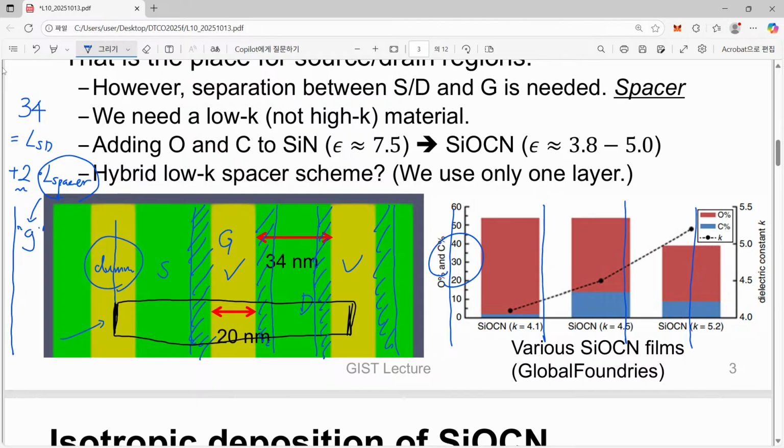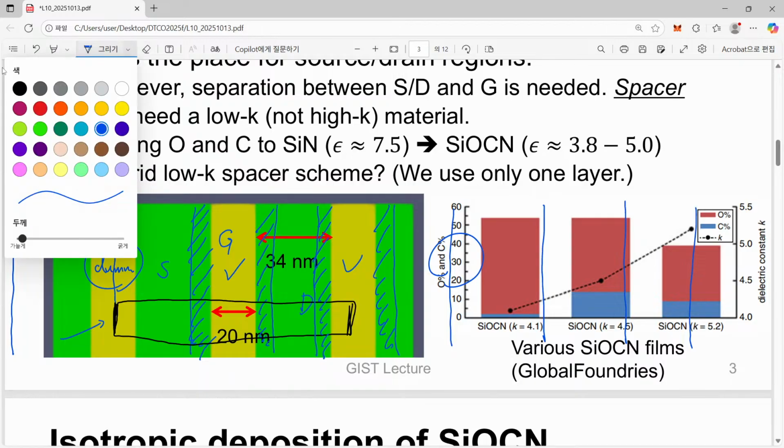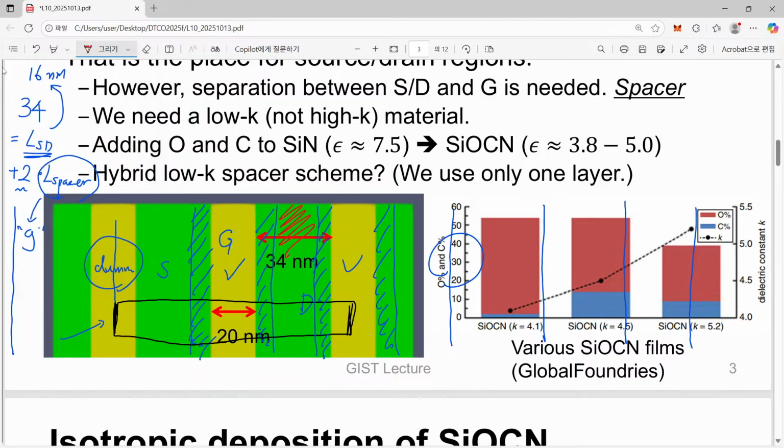Then please try to calculate this LSD length. LSD length just becomes 16 nanometer in this case. It is not that difficult to get this number. So simply speaking, now we have only a 16 nanometer long structure, and we must introduce highly doped silicon material on top of this narrow spacing, narrow area. So that is our task.